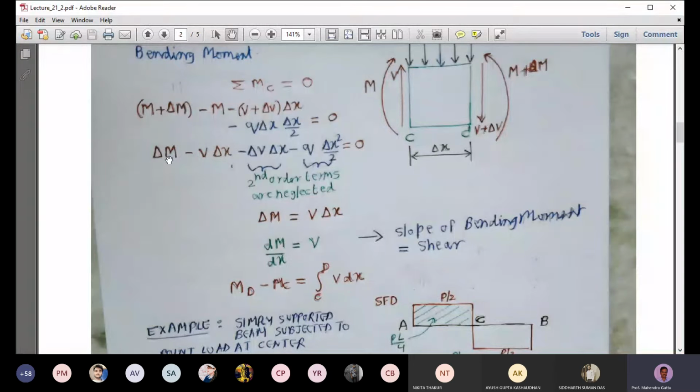So we are left with only the first two terms. Delta M is equal to minus V delta X. So we can send V delta X to the right hand side.